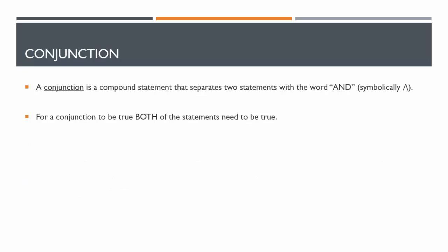A conjunction is a compound statement that separates two statements with the word and. So for a conjunction to be true, both statements need to be true simultaneously.